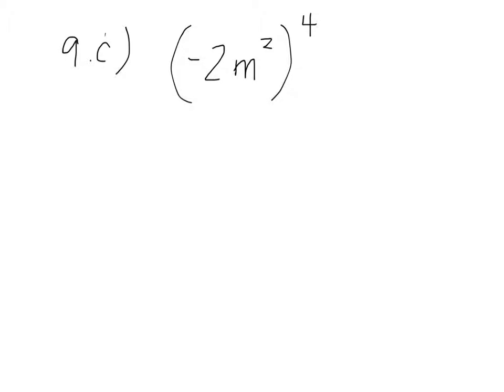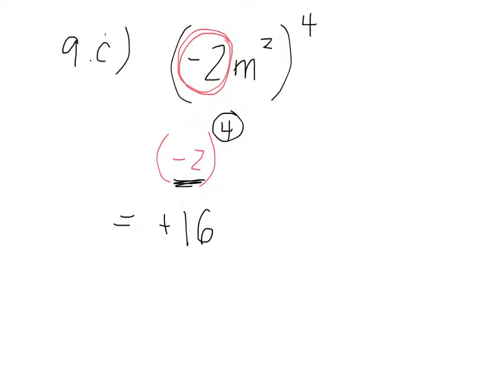So the first part is, it's everything. So it's negative 2 to the power of 4. The whole base is negative 2. When the base is negative and your exponent is even, the answer is positive. What's 2 to the power of 4? 16. Good. And then the second part of this is m squared to the power of 4 becomes m to the power of 8. Raise your hand if you got 16m to the power of 8.